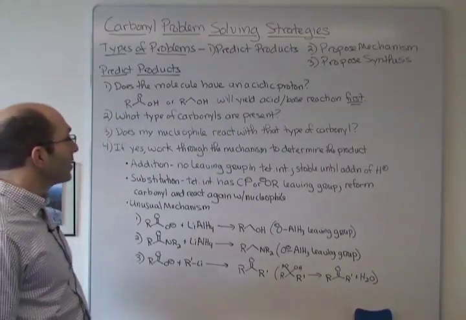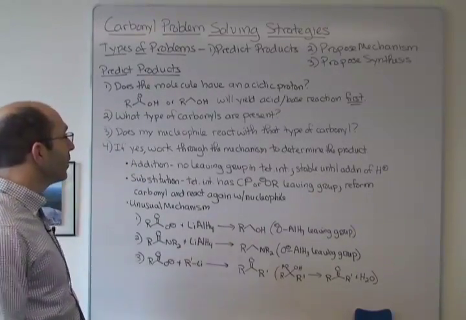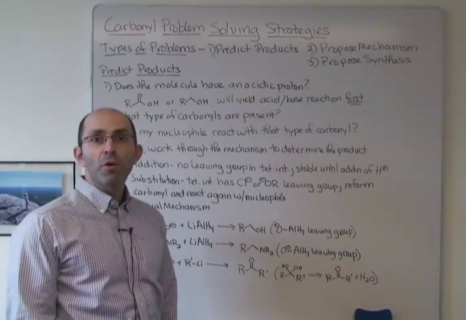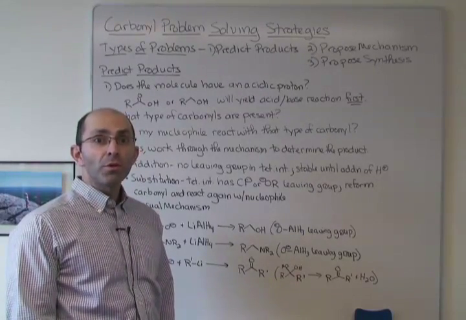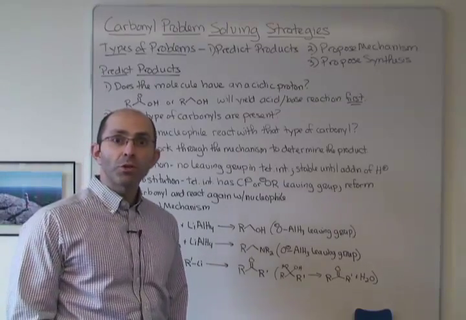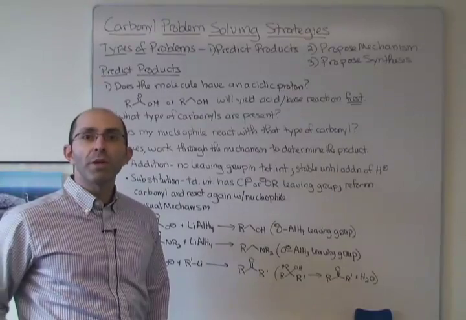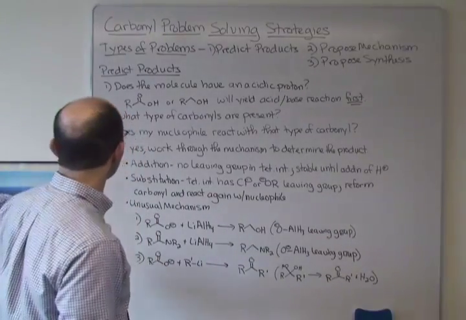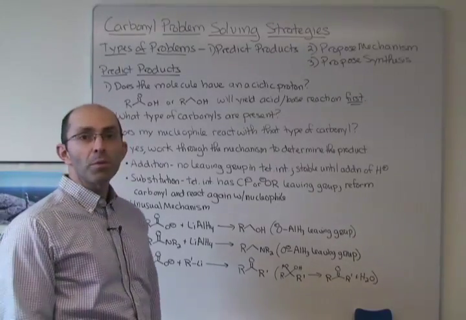Two, what type of carbonyls are present? Three, does my nucleophile react with that type of carbonyl? If you have sodium borohydride and an ester, you're not going to get a reaction. So make sure that it's clear that whatever you're using for your nucleophile is going to react with the carbonyl that's in your molecule. Four, if yes, work through the mechanism to determine the product.